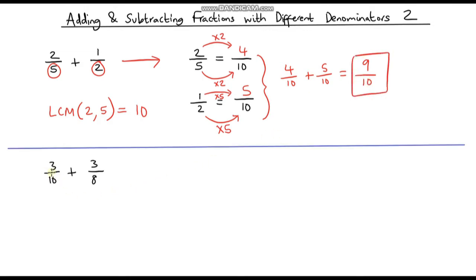Let's say we've got 3/10 and we want to add on 3/8, and just like before, we can't just add these numbers together at the moment because we have different denominators, so we're going to need the same denominator. So we're going to work out what the lowest common multiple is of 10 and 8.